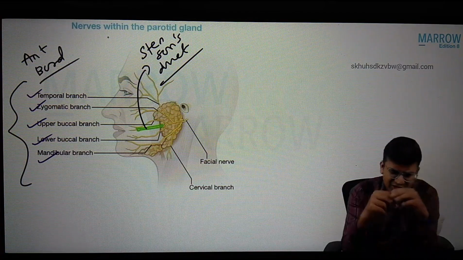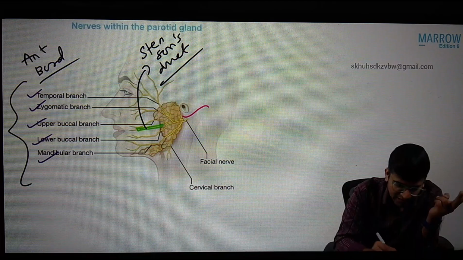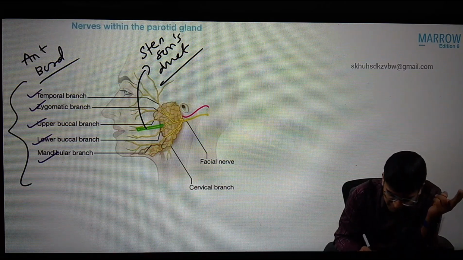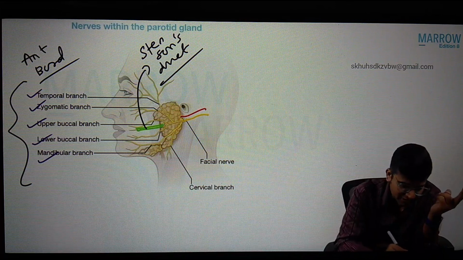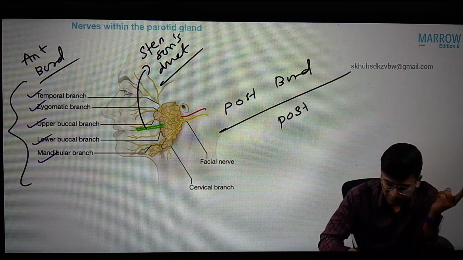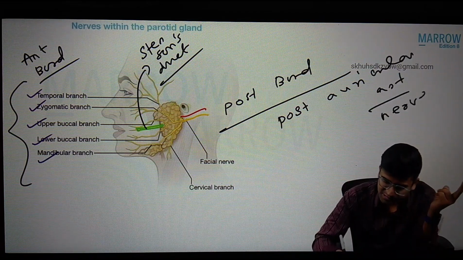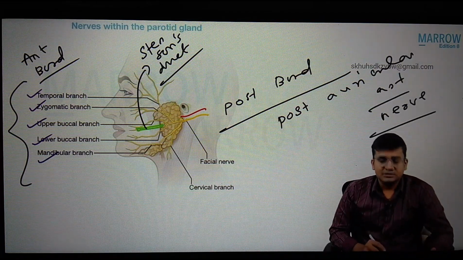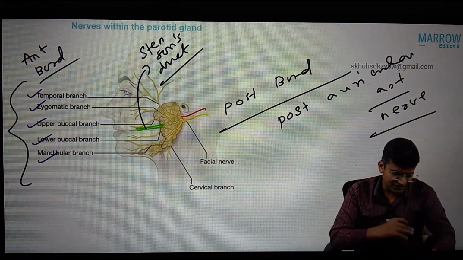Posterior border, very simple. We have one artery and one nerve: posterior auricular artery and posterior auricular nerve. So two structures in the posterior border. Okay, right. That's all about the borders. So very simple. We have three borders and three surfaces.